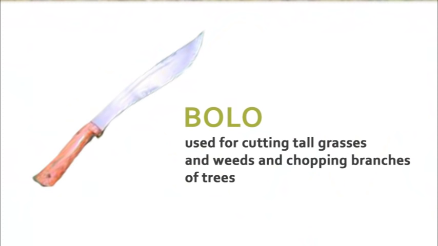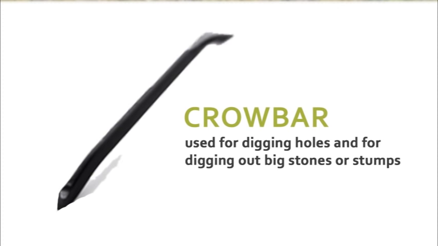We have the hand tools. Hand tools are usually light and are usually used without the help of animals or machines. They are being used in performing farm activities which involve small areas like school or home garden. Now let's begin with bolo. Bolo is used for cutting tall grasses and weeds and chopping branches of trees. Crowbar is used for digging holes and for digging out big stones or stumps.